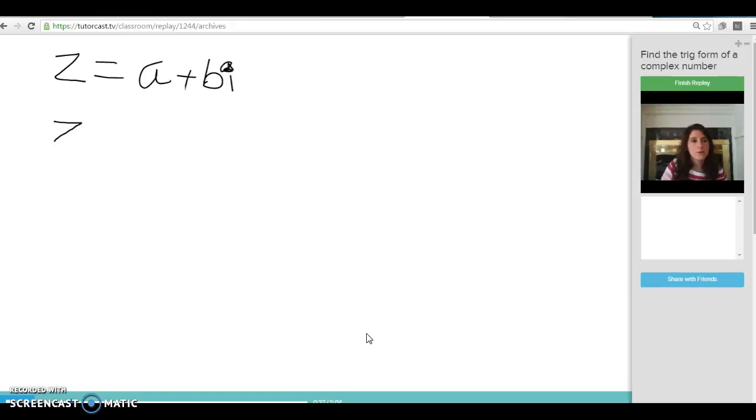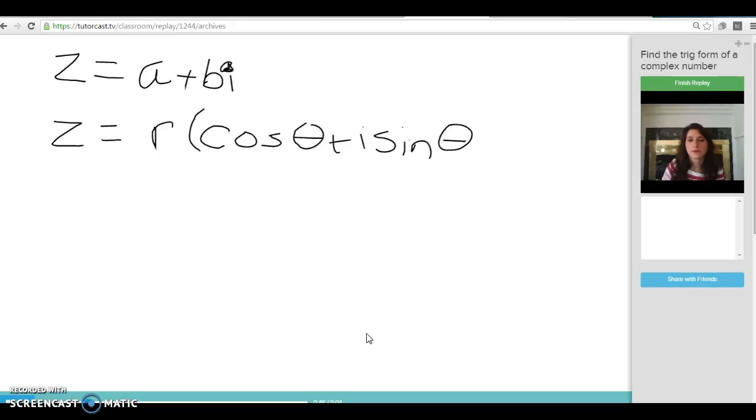And then here is the formula to find a number in trig form. We do r on the outside, it's called the modulus or the radius, and then we have cosine theta plus i sine theta. So now what we need to do is just change our variables from the a and the b into the r and the theta. So let's first start with how to find the radius, or modulus.